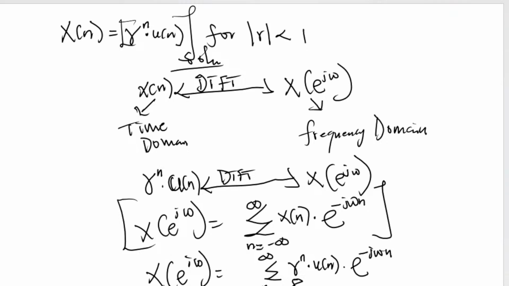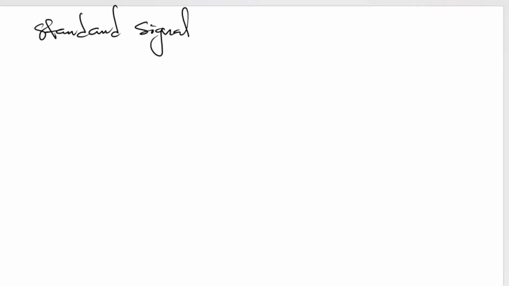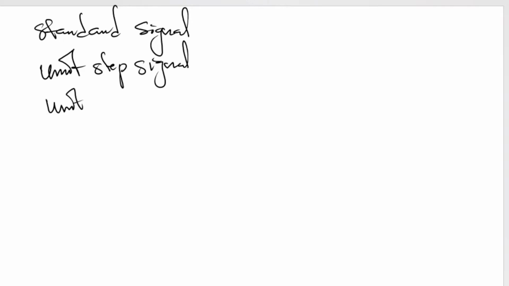Now, let's talk about standard signals. I told you that for you to know the standard signals given to you, look at your question and look at how the question is being represented. We have 4 standard signals. We have the unit step signal. We have the unit impulse signal.